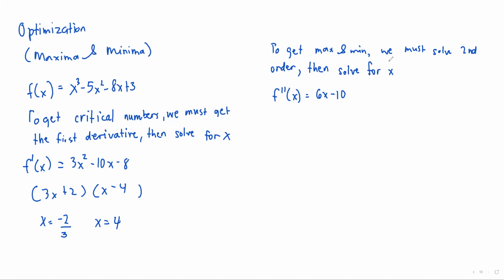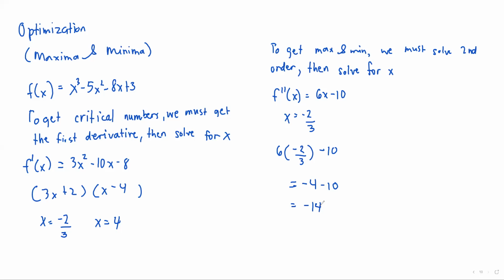So, ngayon, anong purpose ngayon ng critical numbers? So, yung critical numbers natin, doon natin malalaman kung ano yung may maximum value, ano yung may minimum value. Okay? So, first, let's use x equals to negative 2/3 sa equation. Okay? So, magiging 6 times negative 2/3 minus 10. Di ba? Ganyan. So, magiging equal to negative 4 minus 10, negative 14.